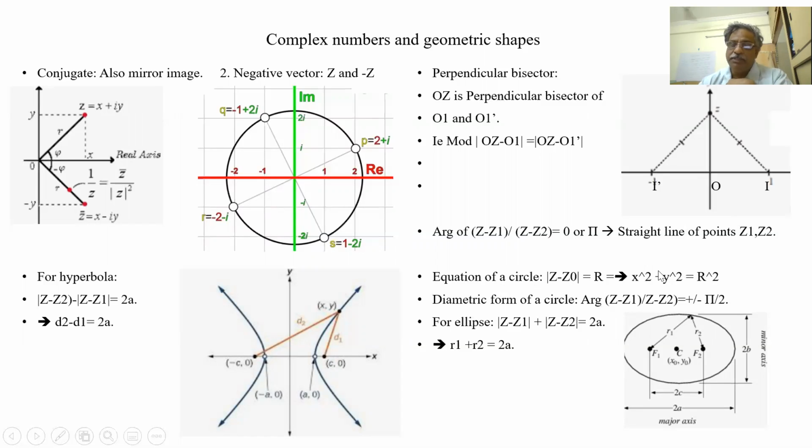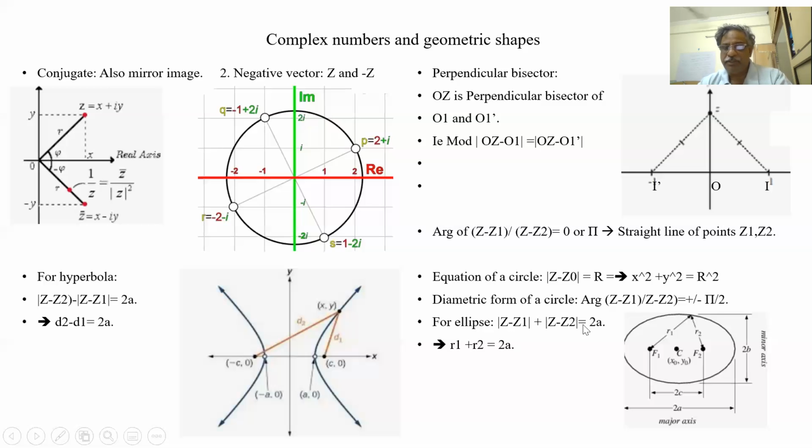So all complex numbers can be converted to this locus. Now you see the ellipse. What is the diametric form of a circle? The diametric form of a circle says arg of (z minus z1) by (z minus z2), the arc between them, is 90 degrees. This is 90 degrees because both diametric endpoints make 90 degrees. So arg of (z minus z1) by (z minus z2) is 90 degrees, and this is nothing but theta 1 minus theta 2. Theta 1 minus theta 2 is 90 degrees.